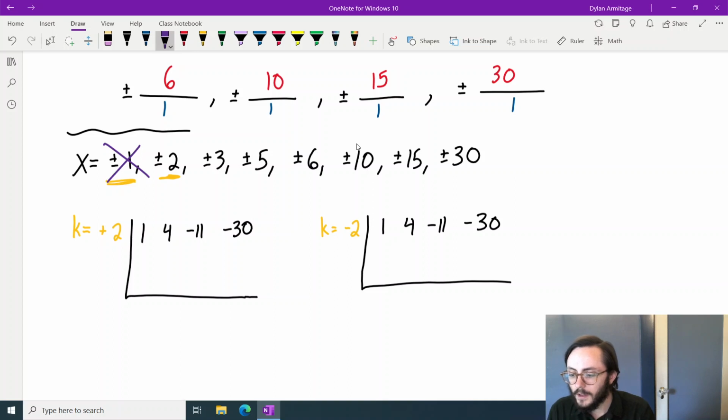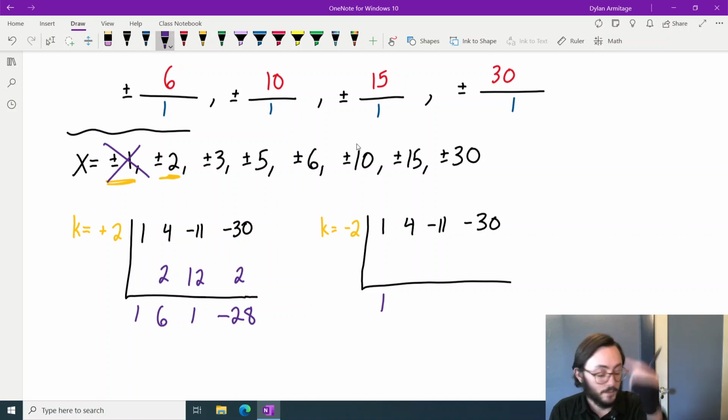All right. Bring down the 1. 2 times 1 is 2. 4 plus 2 is 6. 2 times 6 is 12. Negative 11 plus 12 is 1. 1 times 2 is 2. Negative 30 plus 2, negative 28. Not 0. Oh well. Next one.